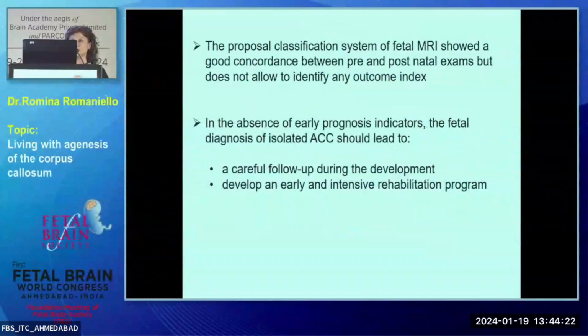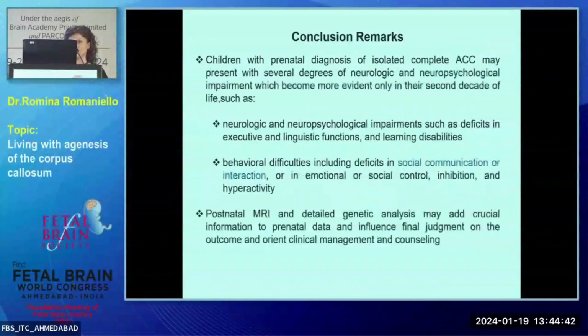The proposed classification system of fetal MRI showed a good concordance between pre and postnatal exams, but does not allow us to identify any outcome index. In the absence of an early prognosis indicator, the fetal diagnosis of isolated ACC should lead to careful follow-up during development, and an early and intensive rehabilitation program.